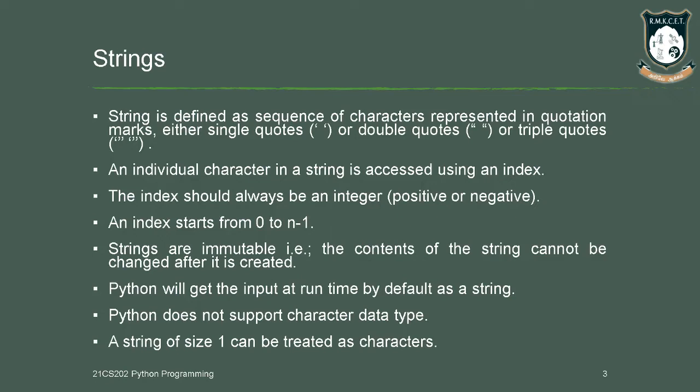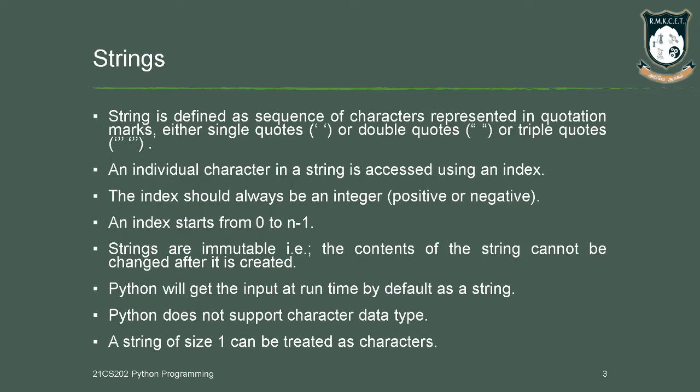Also, strings are immutable. That is, once a string is declared, the characters present in that string cannot be changed. Once we create a string, we will not be able to change the characters in that string data type. Also, in the Python programming language, the default value given as the result will be a string. Whatever values are given from Python will be considered as a string.